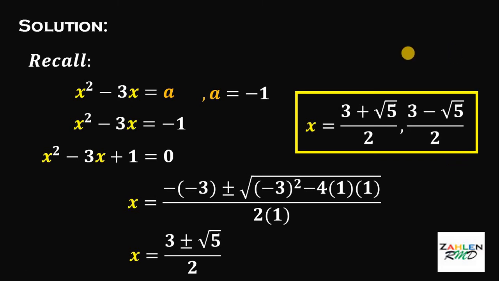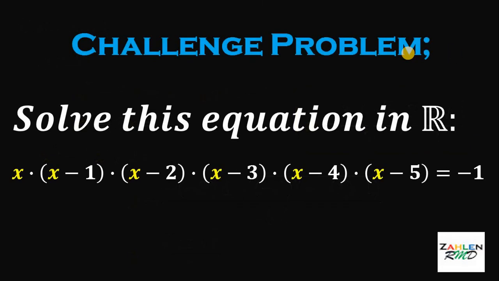Before I end this video, let's have some challenge problem. Solve this equation in real numbers. We have x times (x minus 1) times (x minus 2) times (x minus 3) times (x minus 4) times (x minus 5) equals negative 1.